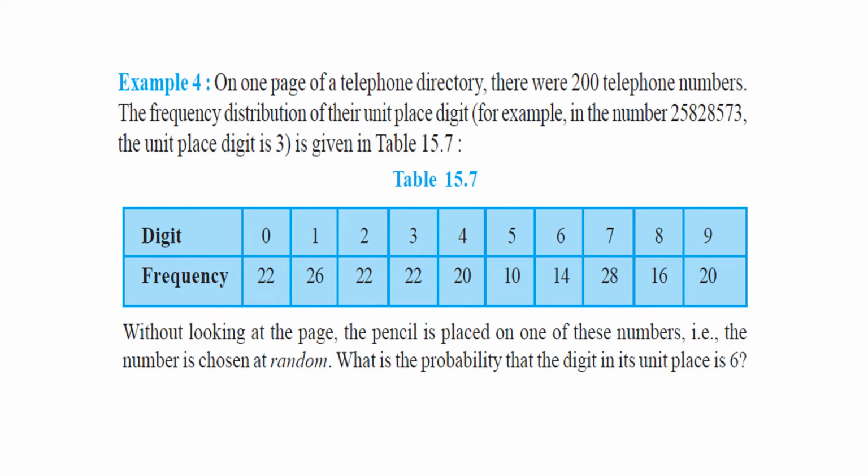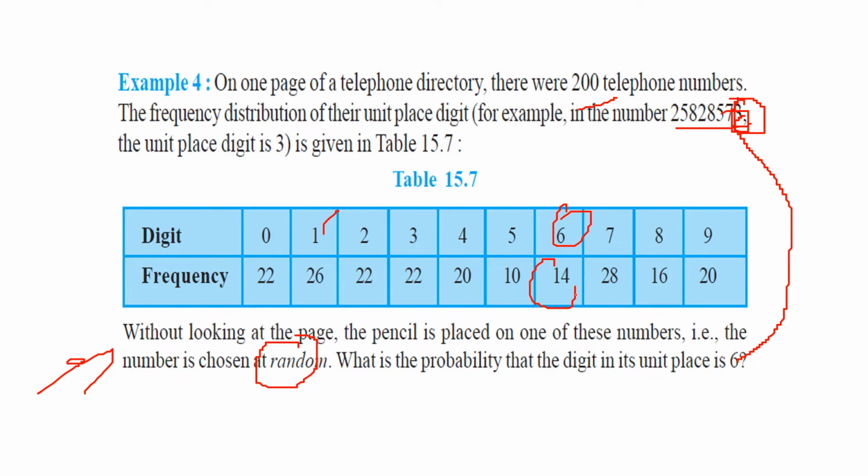Now we have an example. On one page of a telephone directory, there were 200 telephone numbers. The frequency distribution of their unit place digit, for example this, where the unit place is 3, is given like this. Getting a 0 here is 22, 1 is 26, like this. So without looking at the page, a pencil is placed on one of these numbers and the number is chosen at random. What is the probability that the digit in its unit place is 6? So this is 6. We need to find out for 6. Let us go to 6.